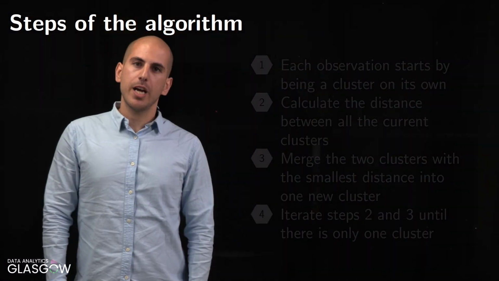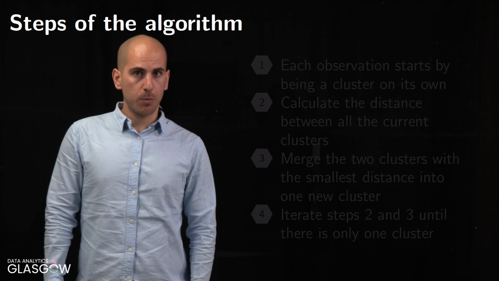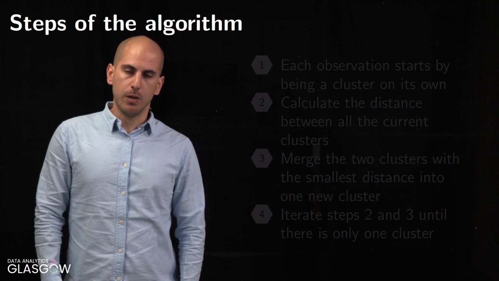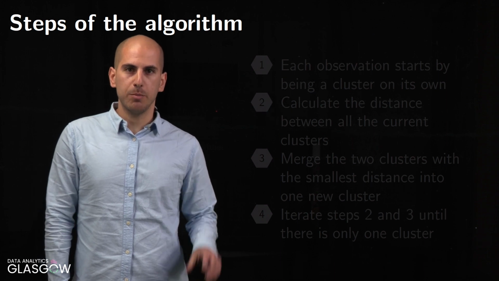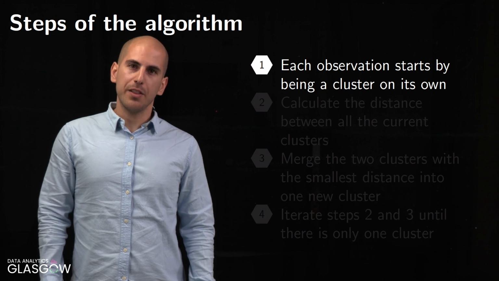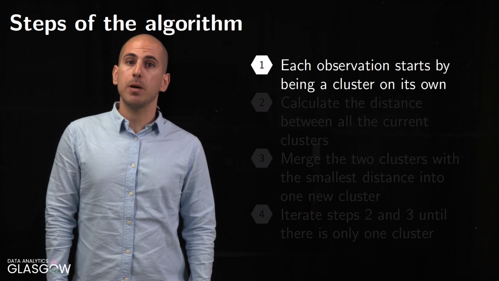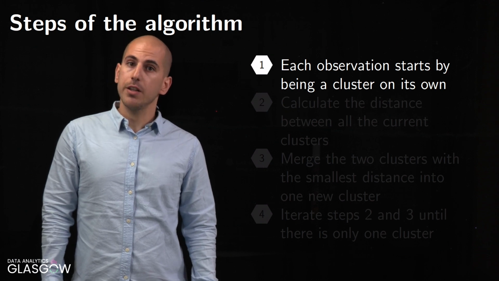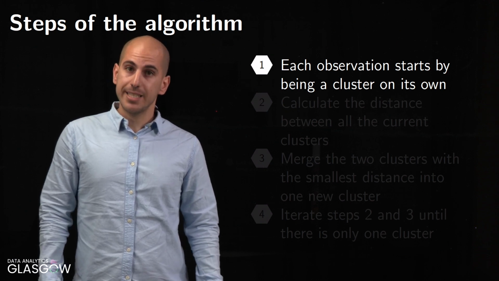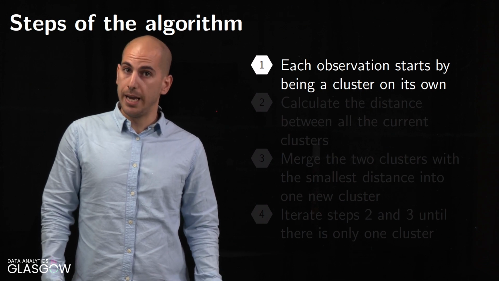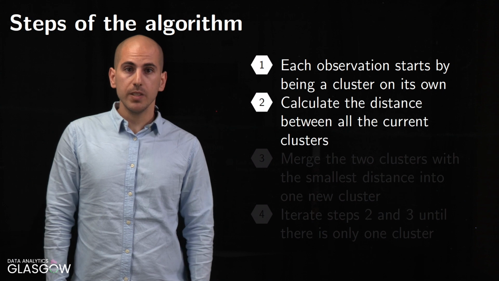Hi. So right now we're going to talk about the steps of the agglomerative hierarchical clustering technique. Now let's have a look at them one by one, and I'm going to have a bit of voiceover and explanation at each one. So first of all, in this technique, each observation starts by being a cluster on its own. So if we have 10 observations, this technique starts with also having 10 clusters, 10 clusters that each have only one observation.